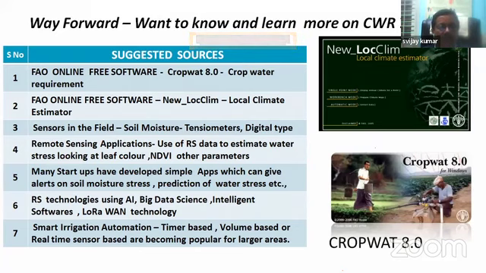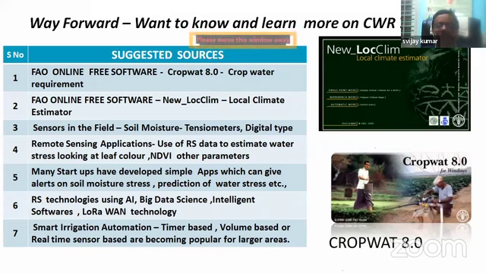Another area that is becoming very popular now is remote sensing application, particularly the use of remote sensing data to estimate water stress just by looking at the leaf color. All you need to do is take your mobile, go to the leaf, and when that photograph is sent to the cloud, the cloud will automatically analyze it. With the satellite remote sensing data, as the satellite circles around the earth, and an artificial intelligence package working, you will be able to work out exactly the water requirement.